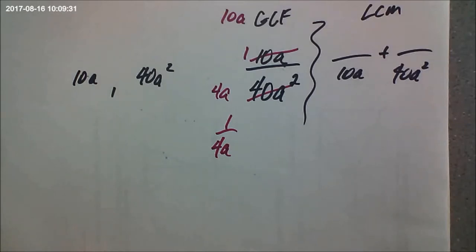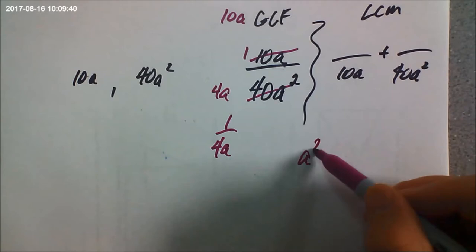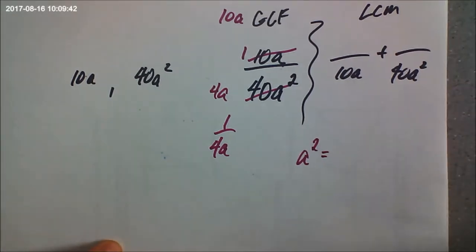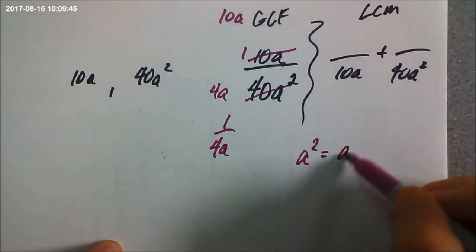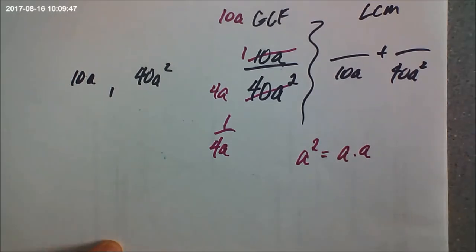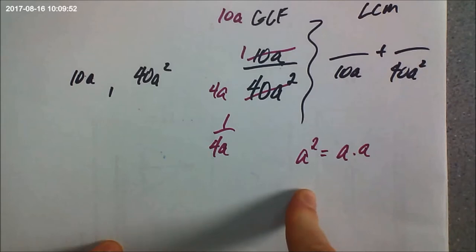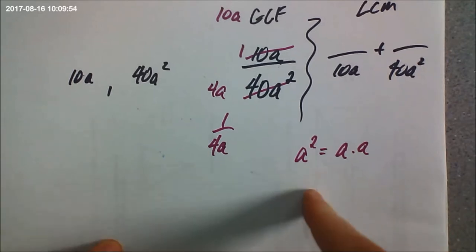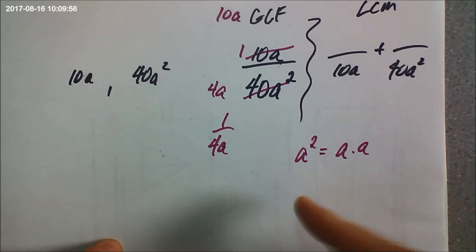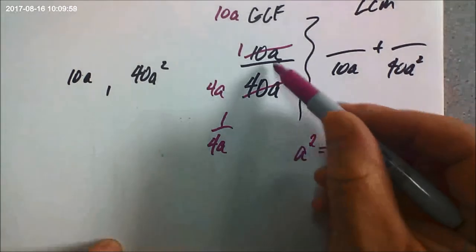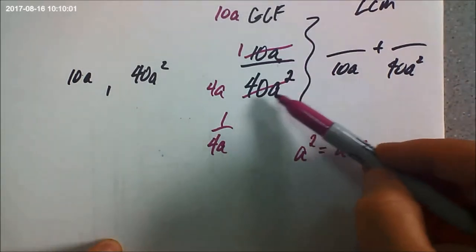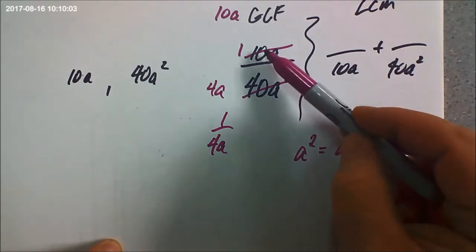What about the square? How many times does A go into A squared? What is A squared? Yeah, A times A. Right? So you're so focused on calculation that you see that and you're like, I don't know. It's just a number. A squared means A times itself. Well, for this, if I reduce 10A over 40A squared, it would be 1 over 4A.